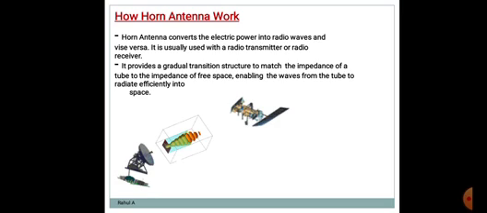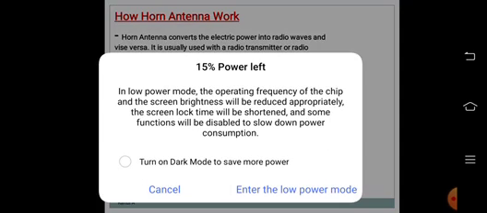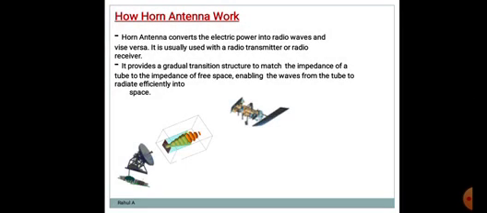And in the definition of the horn antenna, the word flaring structure has come. This flaring metal is useful in this work to match the input impedance.